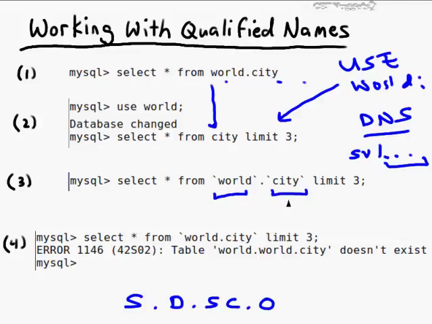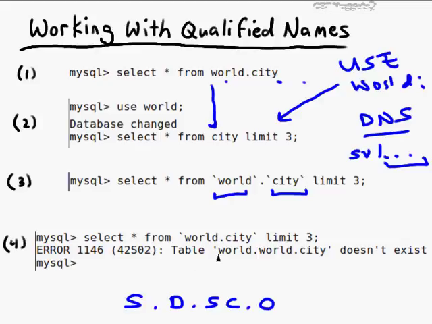That will certainly hang up some newcomers to MySQL administration. For instance, if you were to try SELECT * FROM world.city and enclose the entire qualified name in a single set of backticks, you're going to get a problem here. Table world.world.city doesn't exist. You see what happened?